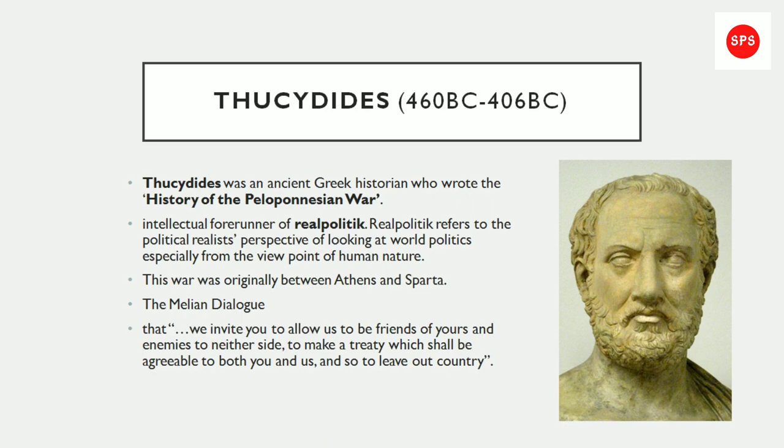The main part of this war is the Melian dialogue, when Athens attacked Melos and proposed that it surrender, but the council of Melos refused and said: we invite you to allow us to be friends of yours and enemies to neither side, to make a treaty which shall be agreeable to both you and us, and so to leave our country. It was an attempt to preserve self-esteem. Naturally, Athens destroyed Melos and established itself.